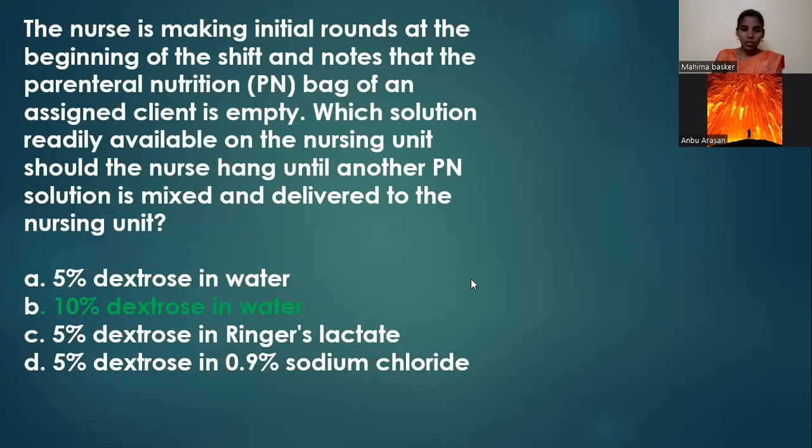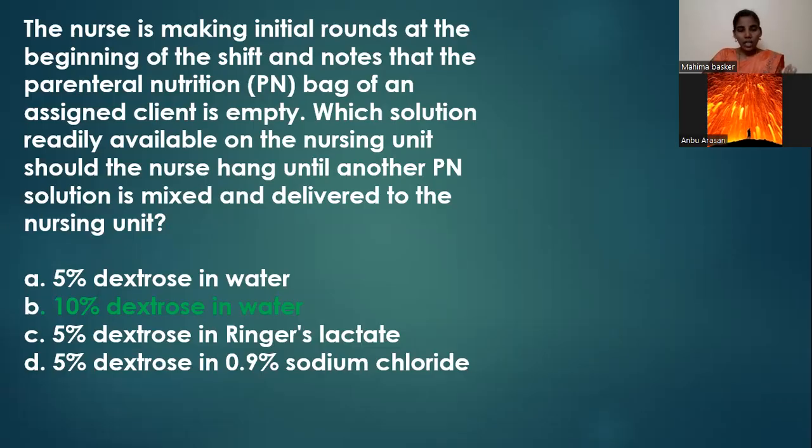Next question. I think we have seen this already, TPN. Have you remembered? TPN is parenteral nutrition, total parenteral nutrition. So the nurse is making initial rounds at the beginning of the shift and notes that the parenteral nutrition bag of an assigned client is empty. Which solution readily available on the nursing unit should the nurse hang until another parenteral nutrition solution is mixed and delivered to the nursing unit?